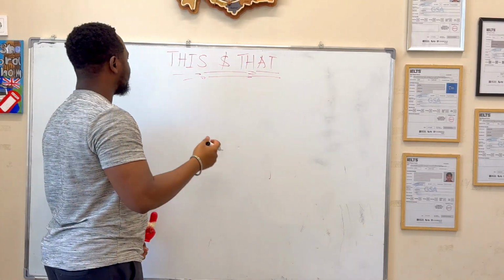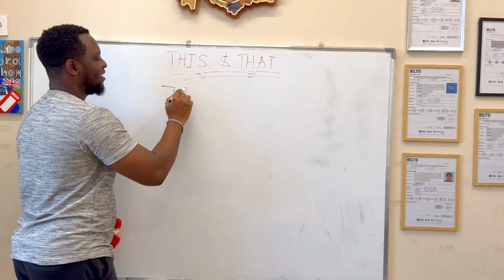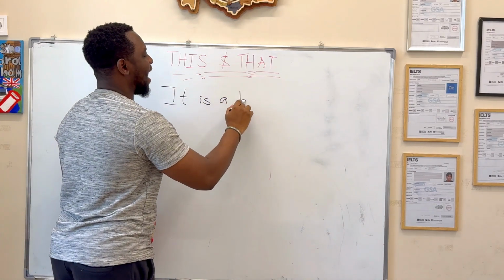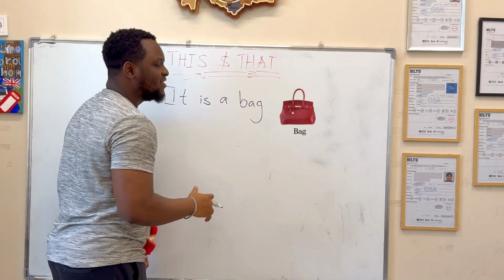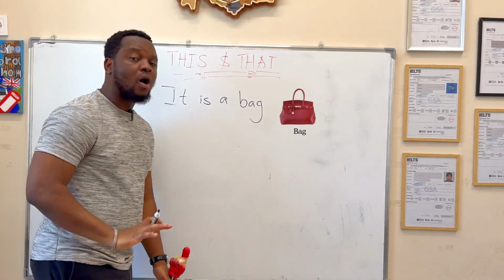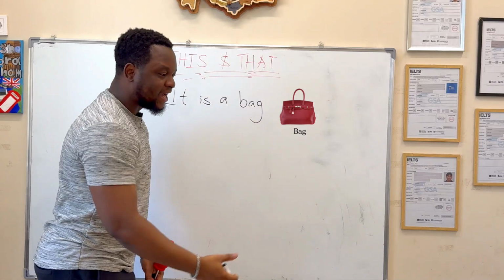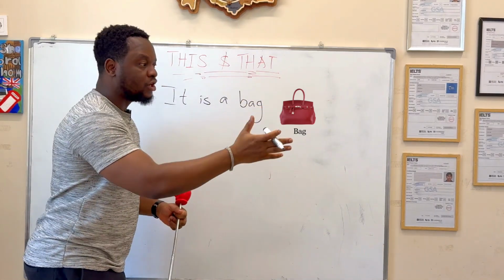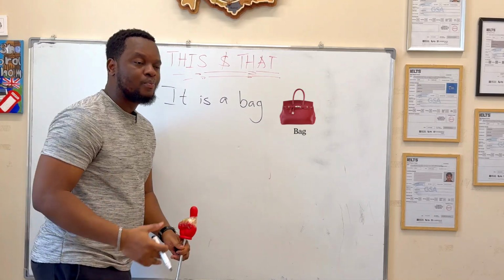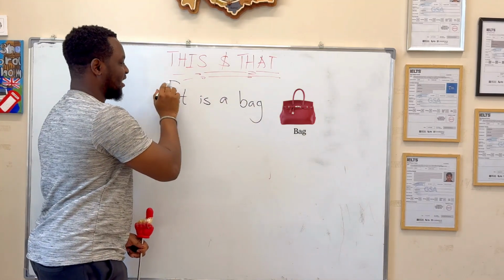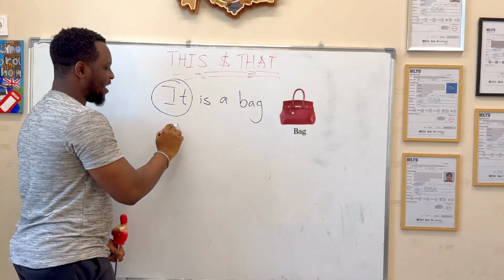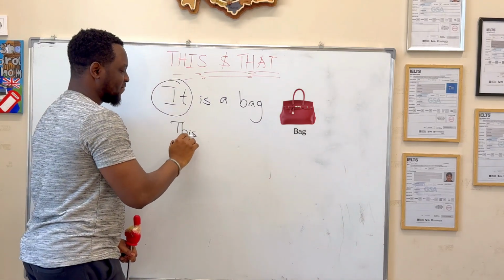So we can also say it is a bag. It is a bag when we're talking about all objects. Bag, table, chair, floor, window. It is all object. But when it is closer to you, you say this.